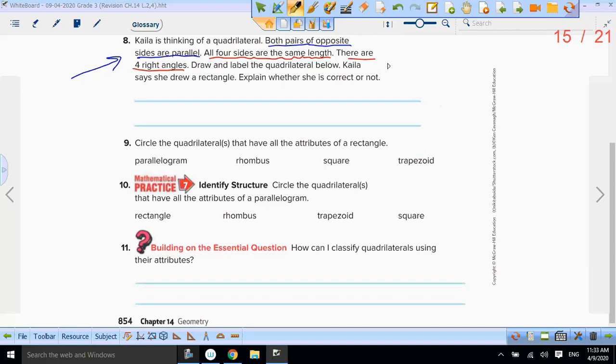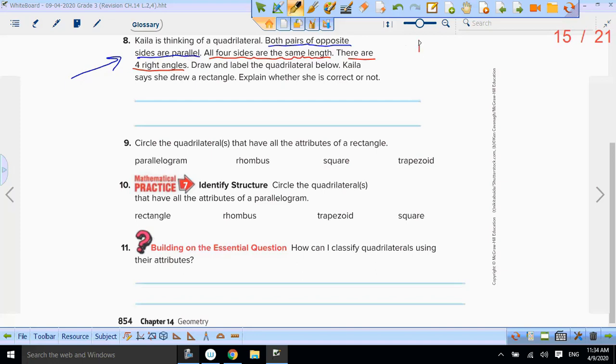So, pay attention to me. If I say both pairs of sides are parallel, and stop, it is a parallelogram. But if I continue, 4 sides are the same length, so it is a rhombus. Okay? If I say both pairs of sides are parallel and 4 right angles, and I stopped, it is a rectangle.